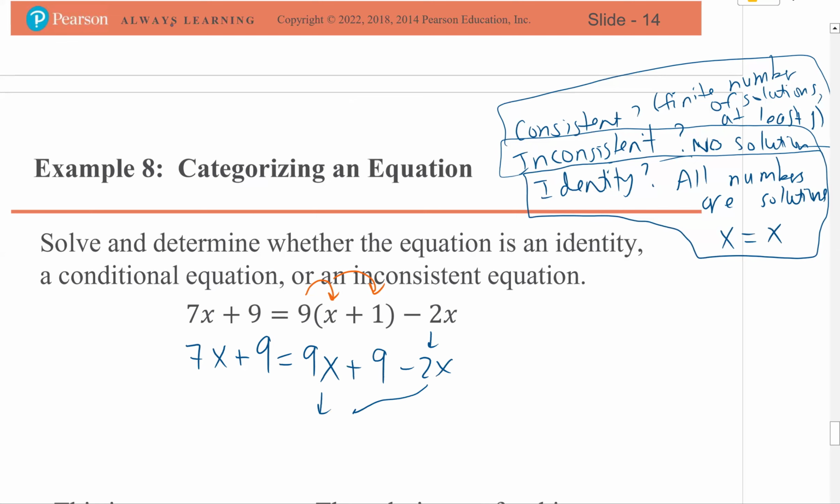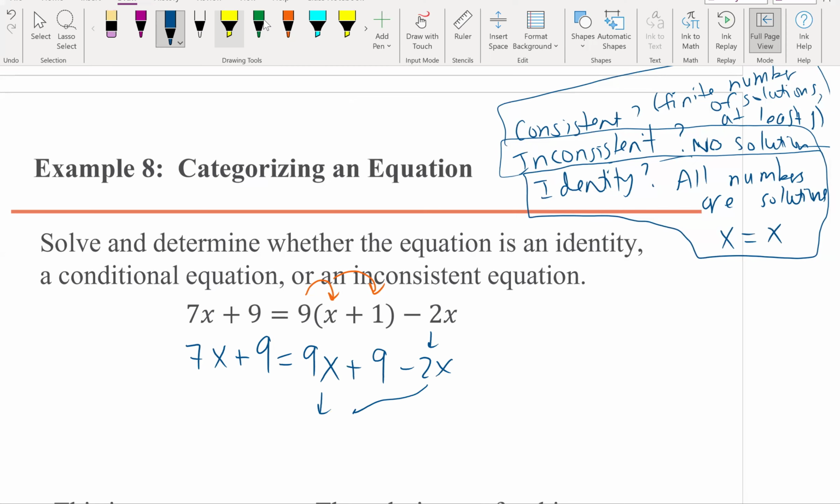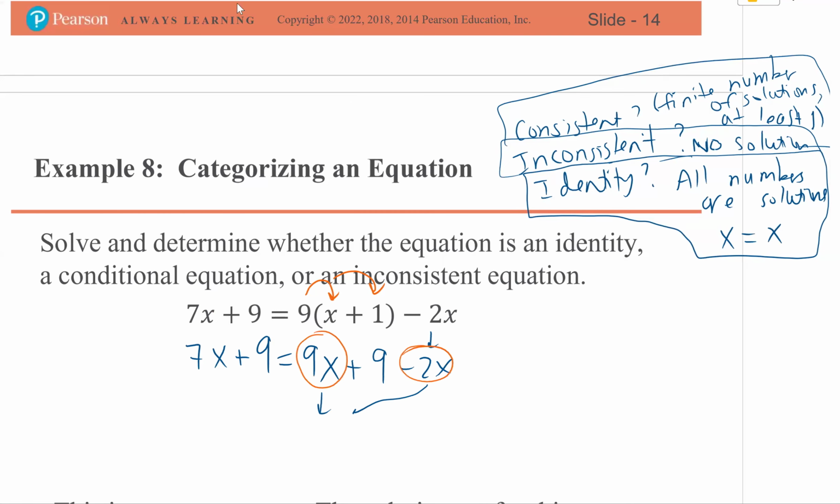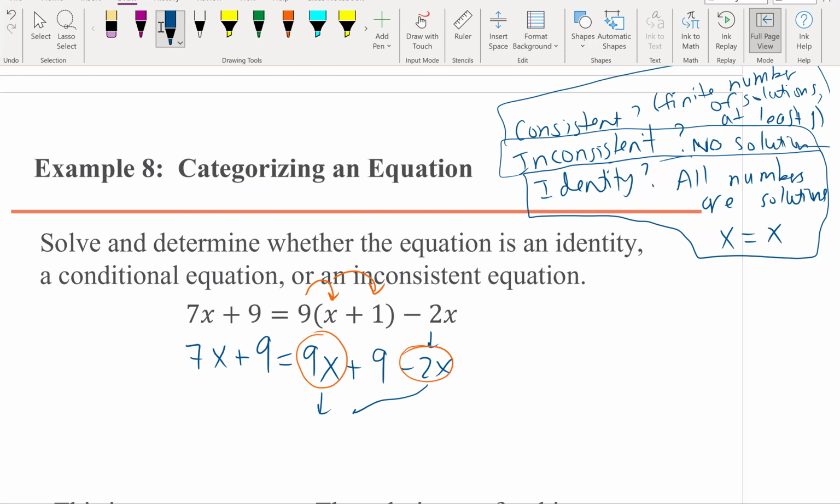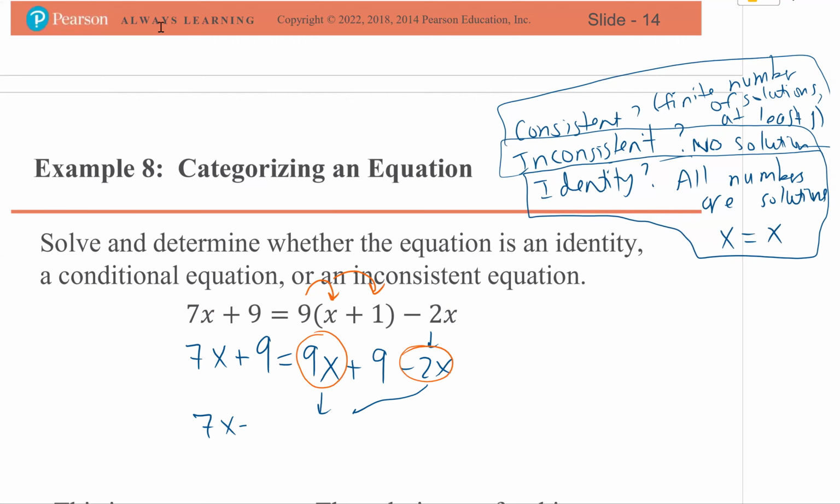And before I do any moving, I'm just going to combine the like terms I see that are on the same side of the equation. 9x minus 2x, those can be combined. On the left side, I've got 7x plus 9, equals 9x minus 2x is 7x. And then I've got the plus 9. It has no like terms to combine with.